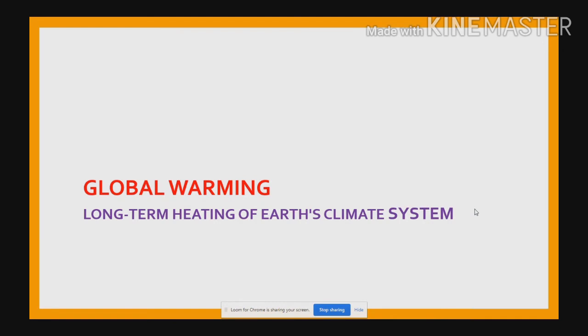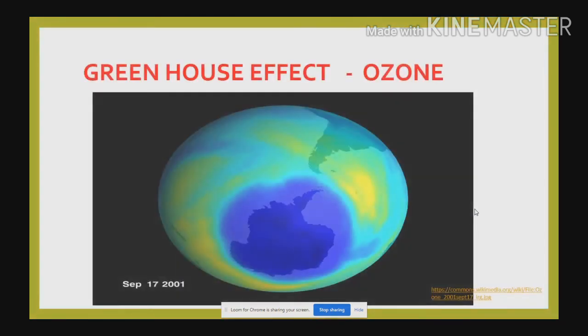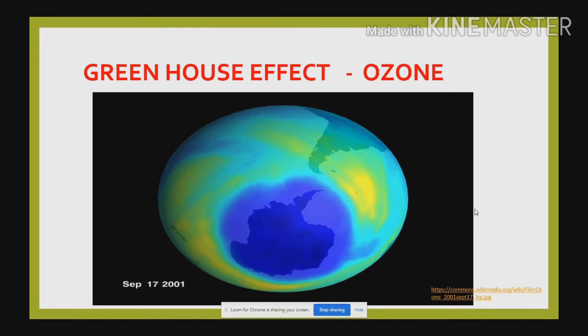Now, the important concept, global warming. You can simply say the long-term heating of Earth's climate system is global warming. To understand global warming better, first of all, we should understand the greenhouse effect. This is ozone depletion. The ozone layer protects us from the ultraviolet rays from the sun.